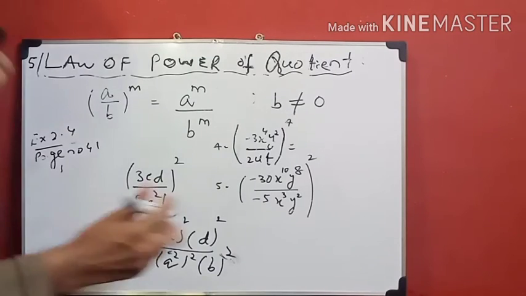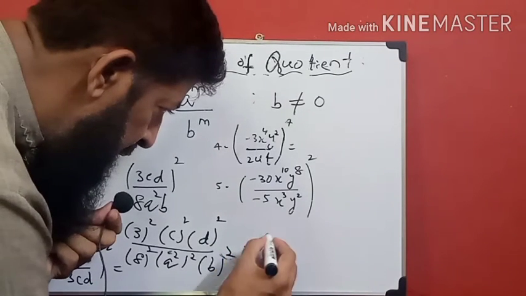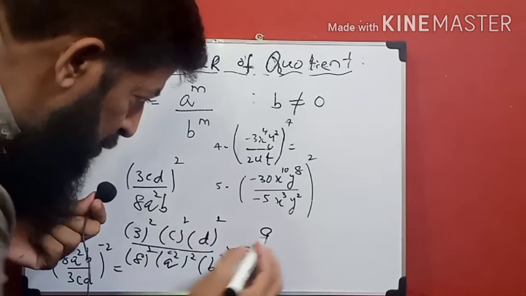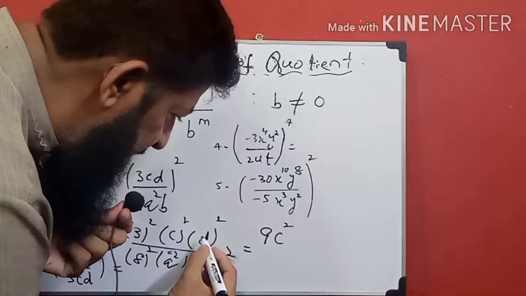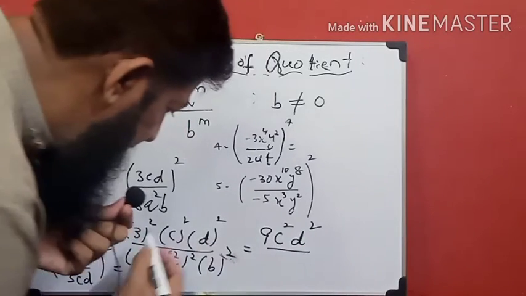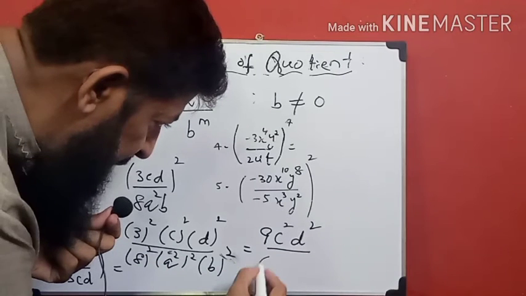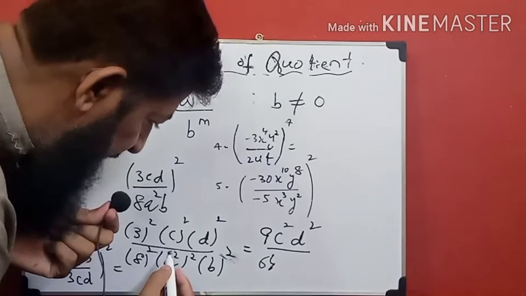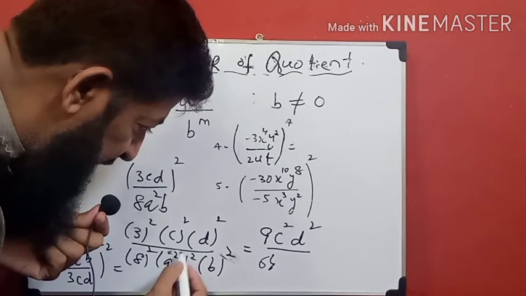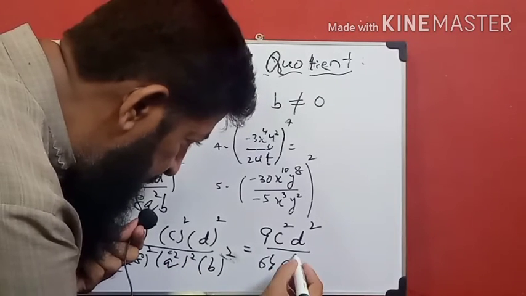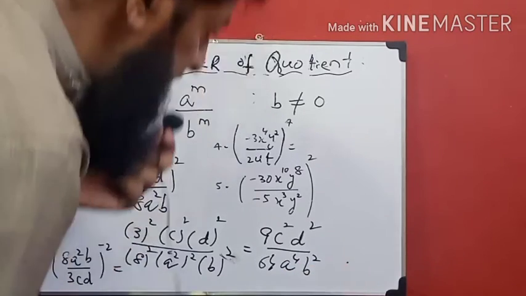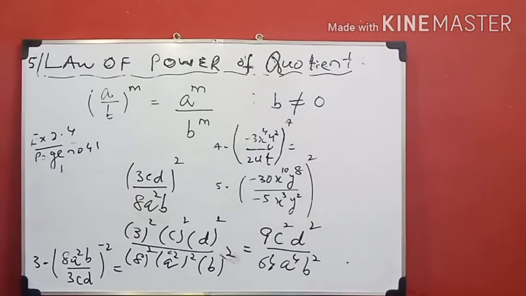Now the square of 3 is 9, c raised to power 2 means c square, d raised to power 2 means d square, and 8 square, 8 squared is 64, and a square raised to power 2 means a raised to power 4, and b raised to power square. This is the answer of question number 3.